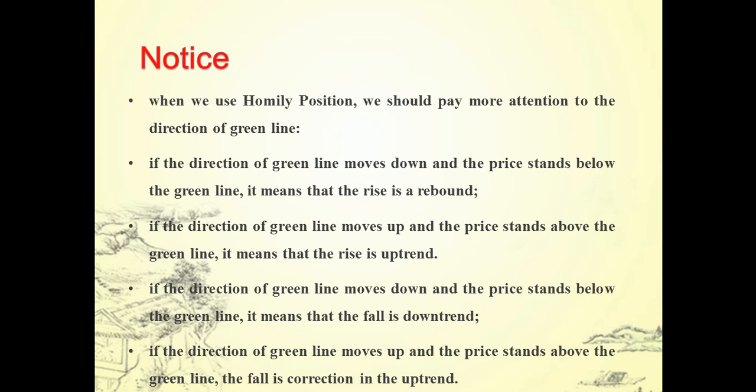Okay. The direction of the green line moves up and price stands above the green line. Oh, this number one, number 4 here. This is the 2 and 4. Okay. The number 4 also says the direction of the green line moves up. So let's see if the direction of the green line is down, means the green line is down and the price is below the green line. So if you see the 4, the price drops. Oh, sorry. Okay. Ignore the first one. Okay. Sorry. Okay, let's continue.